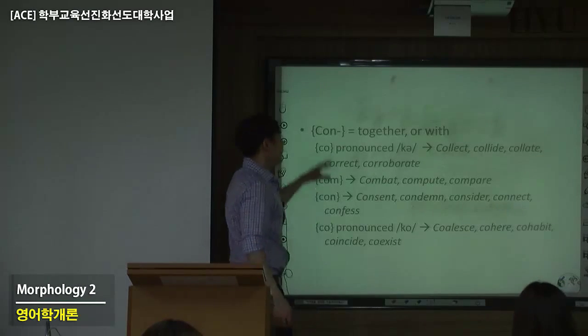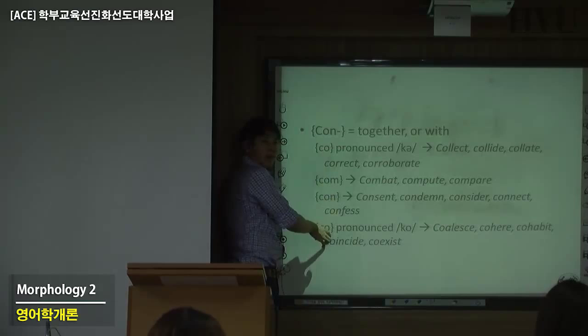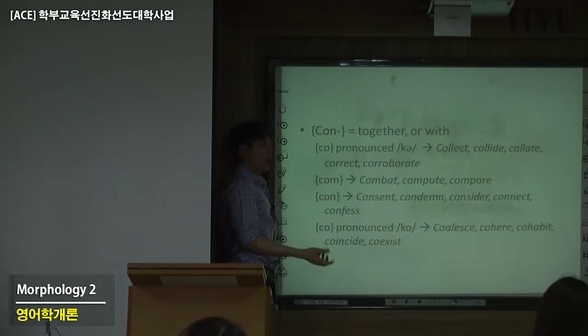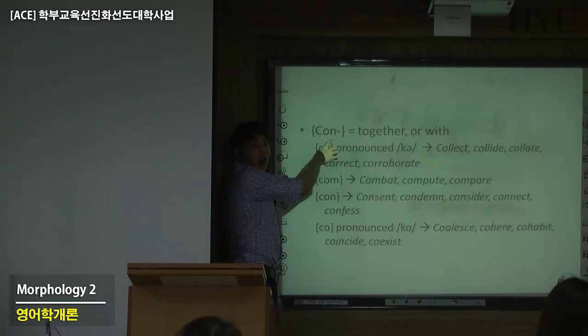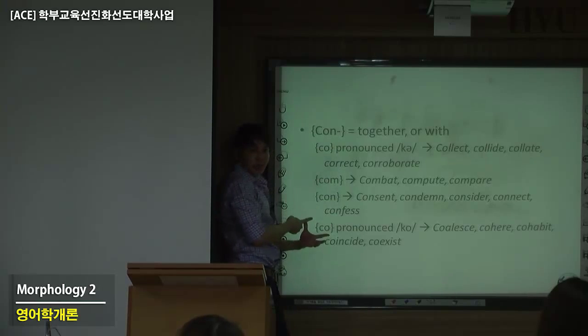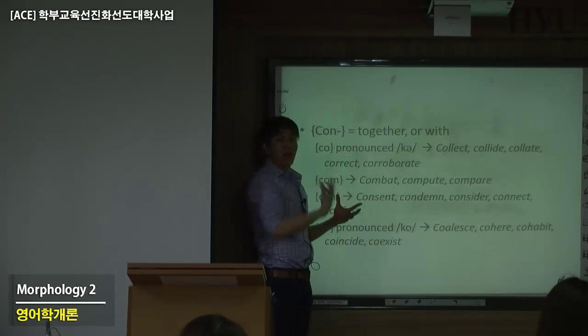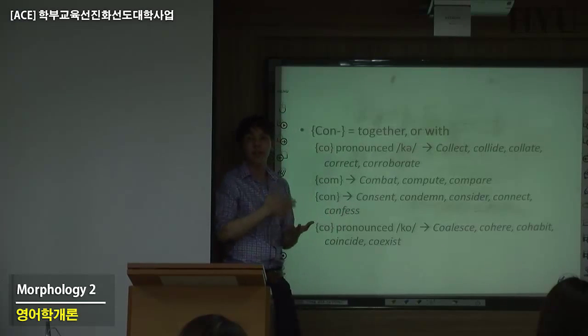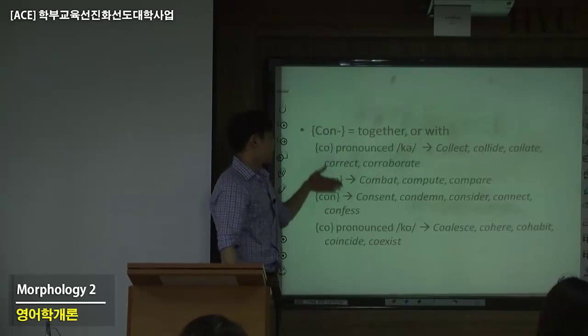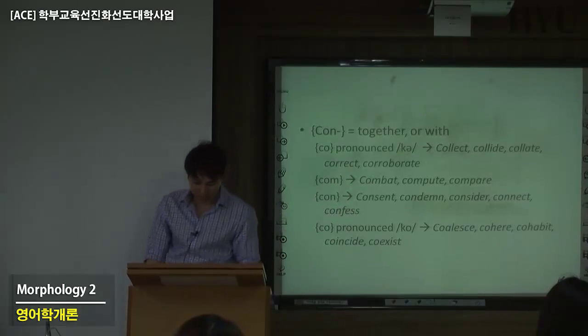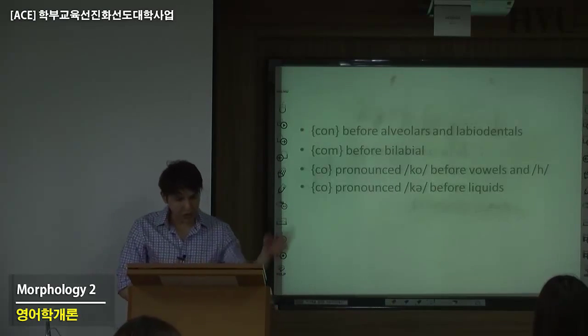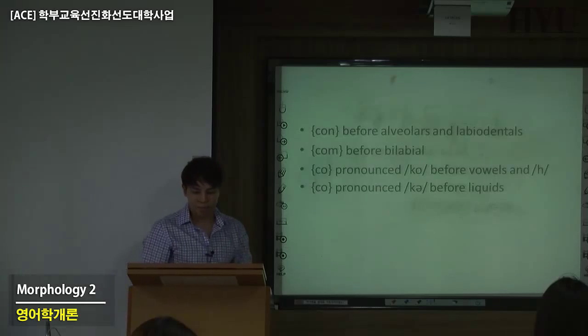So again, we say that these different forms are allomorphs of the same morpheme, con, because they mean the same thing, they are of the same origin, and because they change in the way that you can predict. Remember, you can predict allophones, so you can predict allomorphs as well. Okay? So this is the rule.